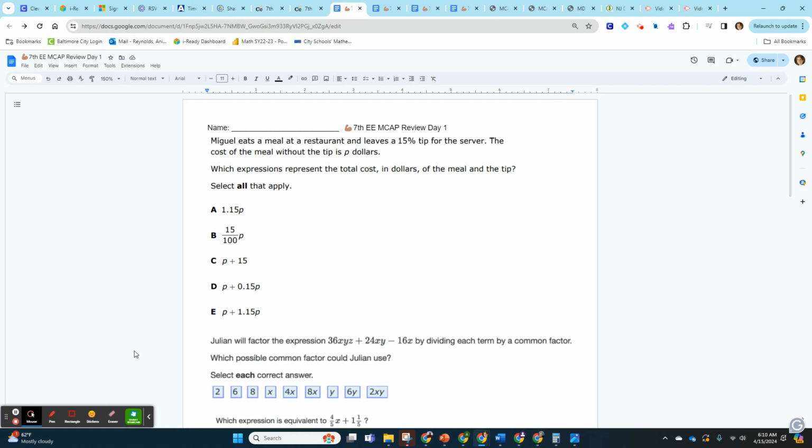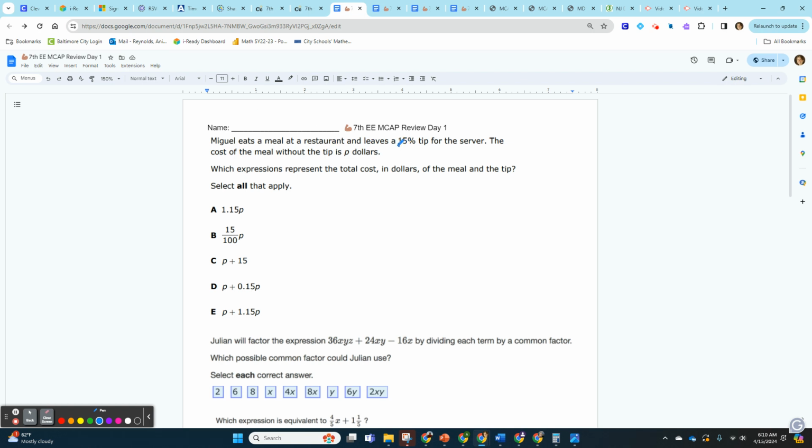Hey guys, for our first day of expressions and equations, I'm just going to go through some practice problems that are very common and that you will definitely see some form of on the test. So coming up with an expression for a percent increase or a percent discount is super common, and you will see a problem like this on the MCAP. I can almost guarantee it.